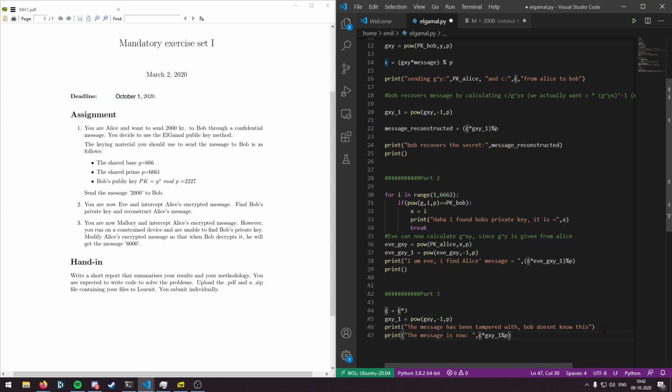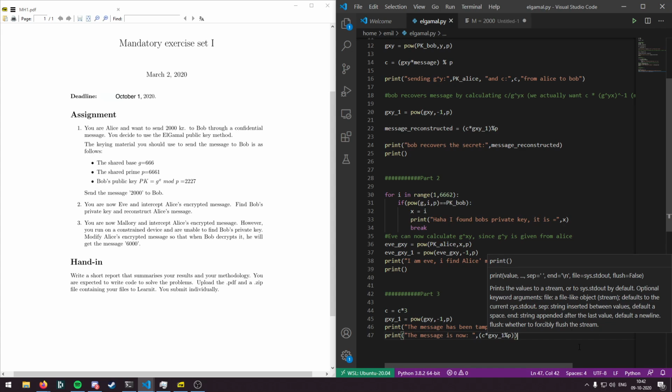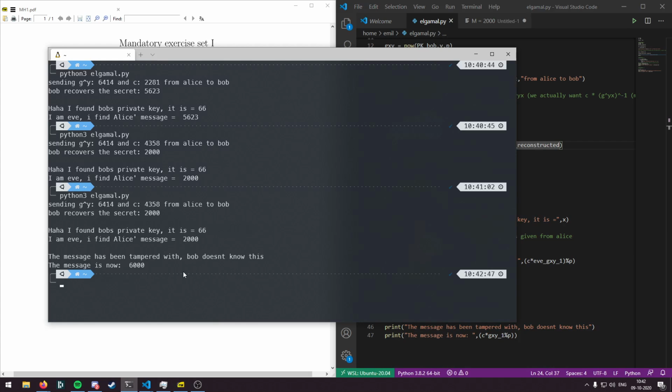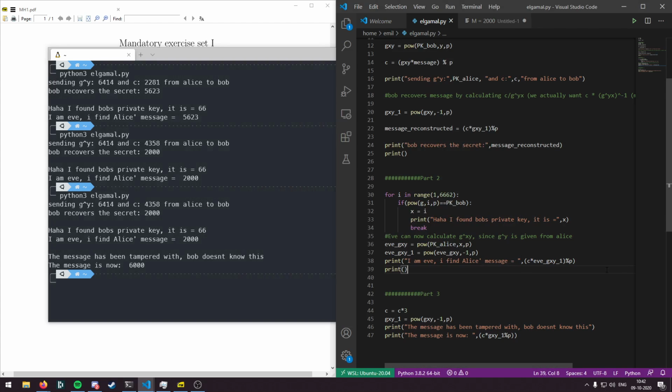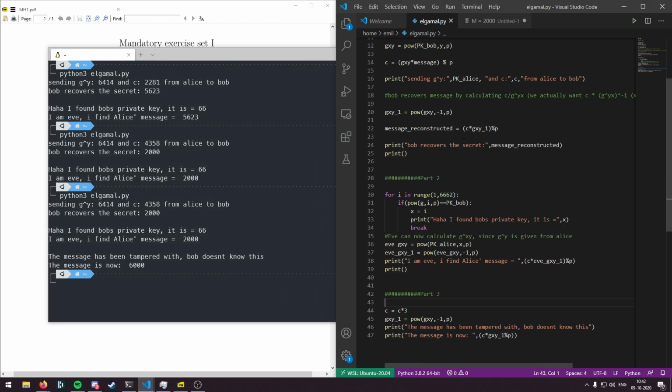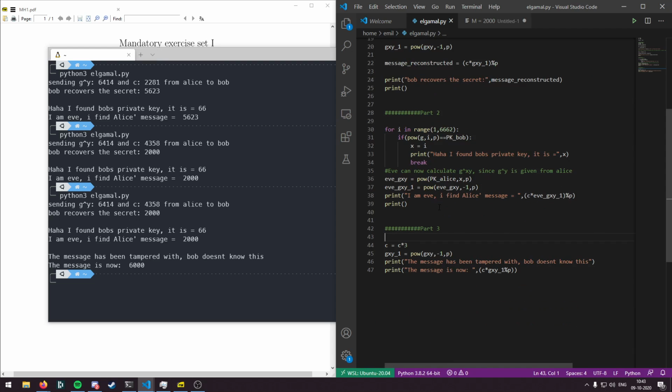I think we need to put this in like this. And let's see if we can run it and we get the right results. Yes, so the message has been tampered with. Bob doesn't know this, but we could multiply it just with 3 to get the 6,000 here. And I mean, this is a bit lazily implemented, but it really gets the job done. I would probably add a bit more comments and stuff to this, but it works well.